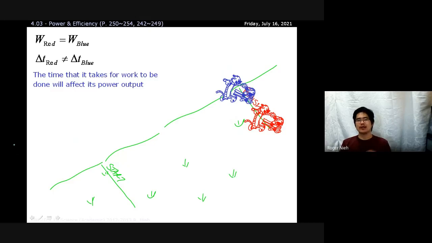And power is related to time. So if you're wondering where to start copying, here's where you start copying. Power by definition is the rate that work is being accomplished. It can be denoted by this formula here. Power is equal to work over time.